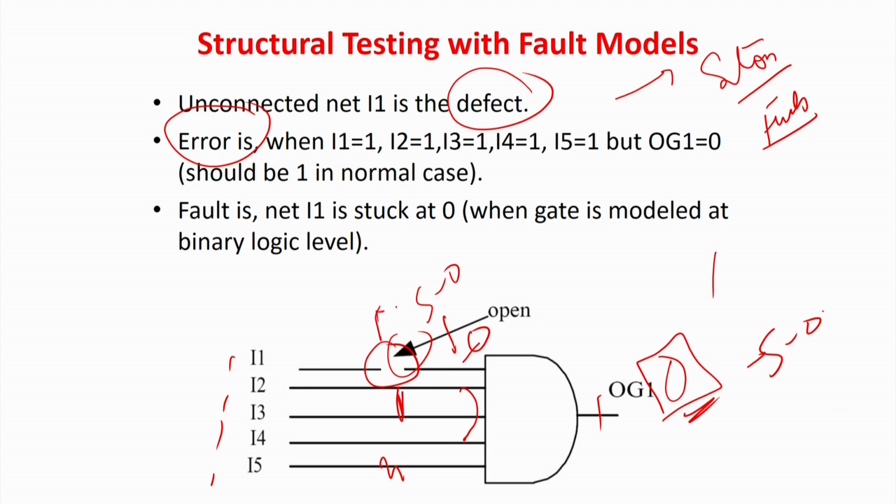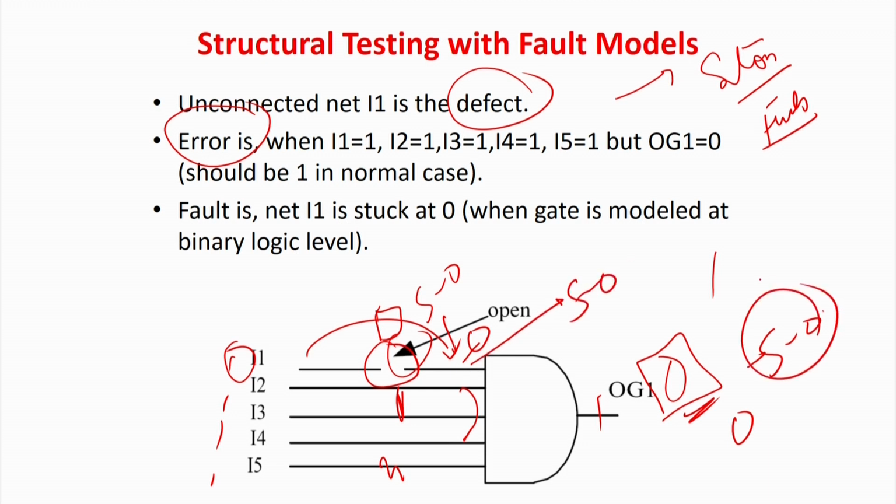It can also happen that there is some problem with the vias. N number of different types of defects are there, but the resultant is that you apply a 1 over here, this 1 is actually not passing over here, and with all ones you are getting the value 0 over here, which is the error. That is your Boolean manifestation. And what is the fault model? The fault model is this line is stuck at 0 and this line is also stuck at 0. Stuck at 0 means even if I apply a 1, the value will remain at 0.